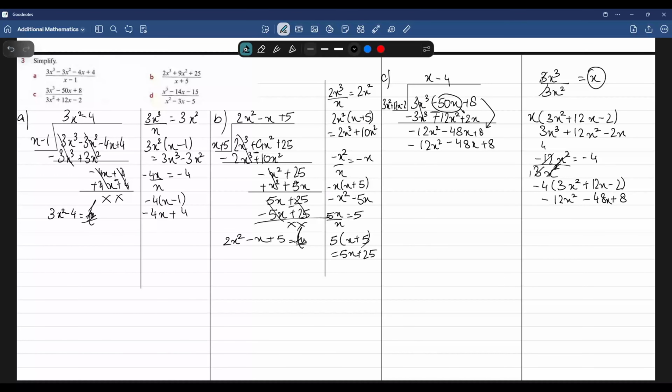Okay. So now again, we multiply this whole by negative, so this becomes positive, this becomes positive, and this becomes negative. Cancel, cancel, cancel. This is going to give us our final answer, which is x minus 4. Now for part D, break it apart here.